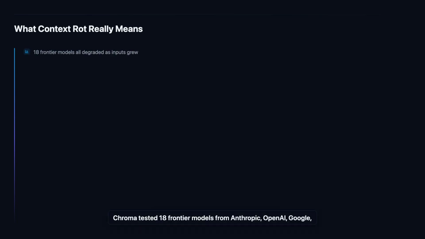Chroma tested 18 frontier models from Anthropic, OpenAI, Google, and Alibaba on July 14, 2025. Every single one lost accuracy as input tokens increased, and the decline was non-uniform rather than a clean, predictable curve. Their extended needle-in-a-haystack test used 8 input lengths and 11 needle positions. Even straightforward lookups degraded as context lengthened, showing this is not only a hard reasoning problem, but a basic retrieval one.